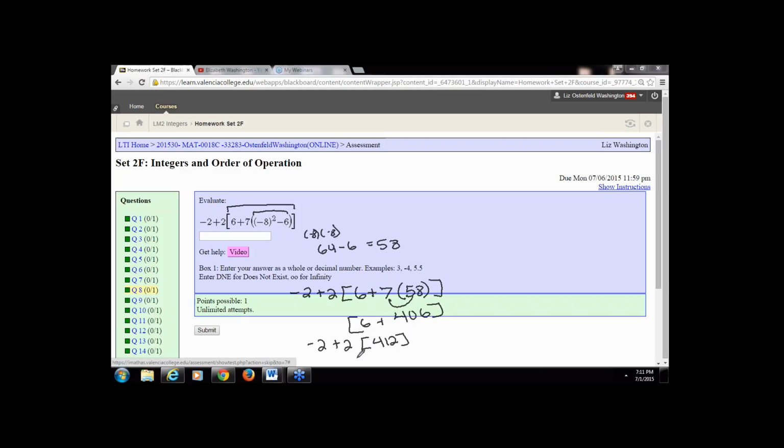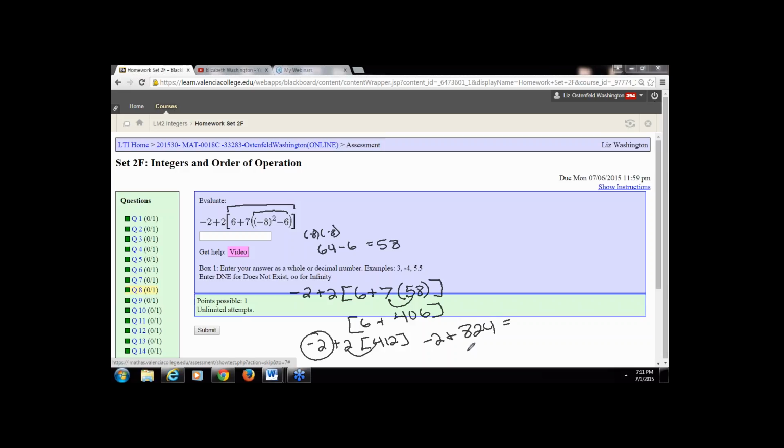Again, I'm going to multiply 2 times the 412, which is going to give me an 824. And then we don't want to forget about that guy. So it's negative 2 plus 824, but even though it's a plus, am I going to add, or what am I going to do?